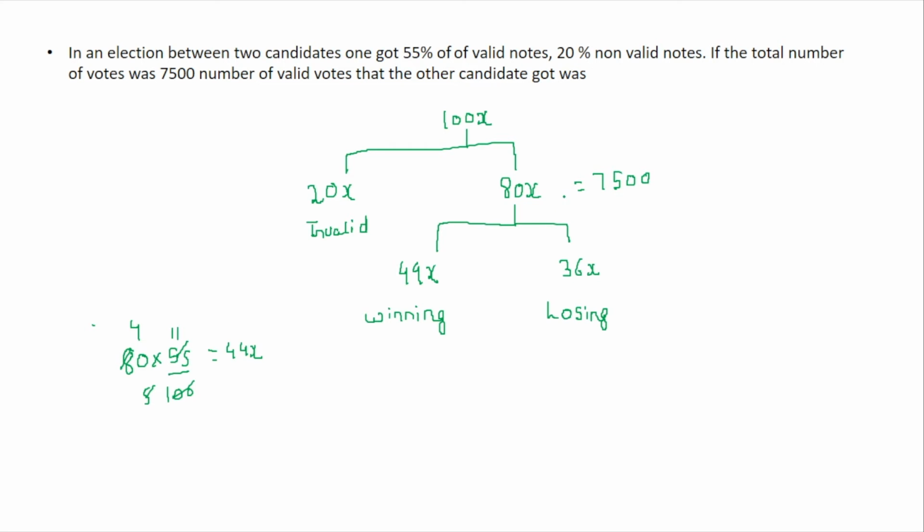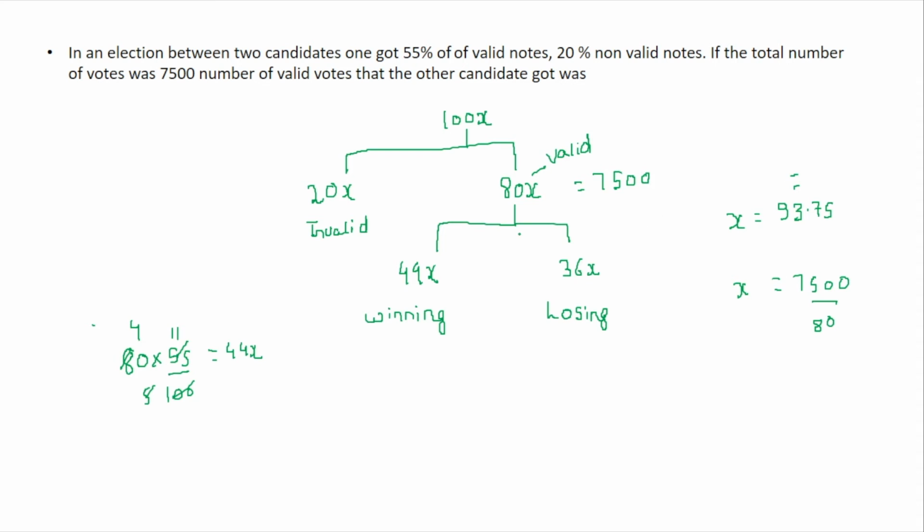From this you can find the number of votes received by the losing candidate, because they are asking about the other candidate, the losing candidate. So 36x. You can find the x value, because 80x is 7500. This is the valid votes and you know the number of valid votes is 7500. So the x value comes out to be 93.75, if you divide 7500 by 80.